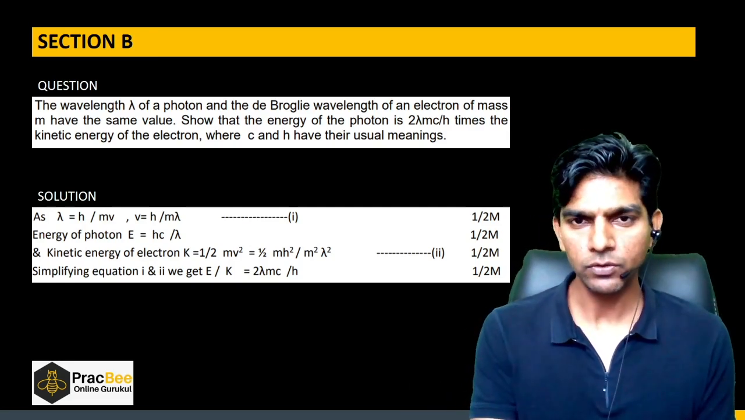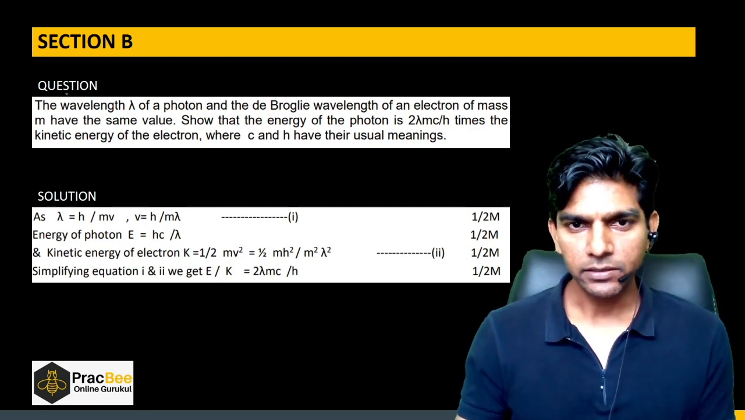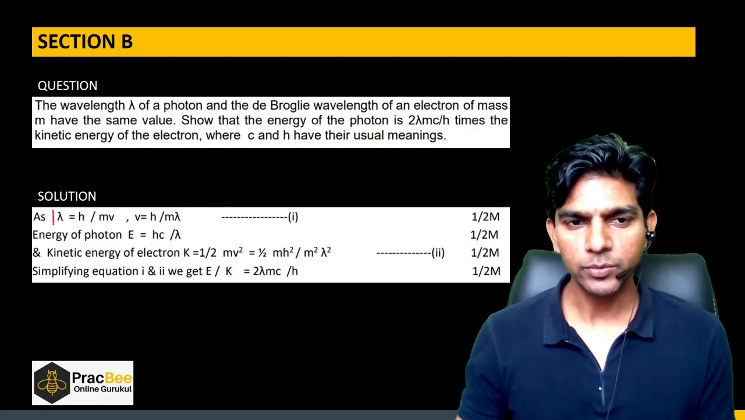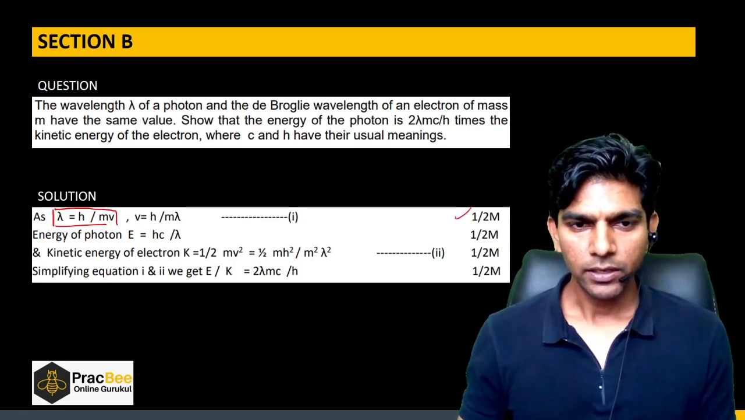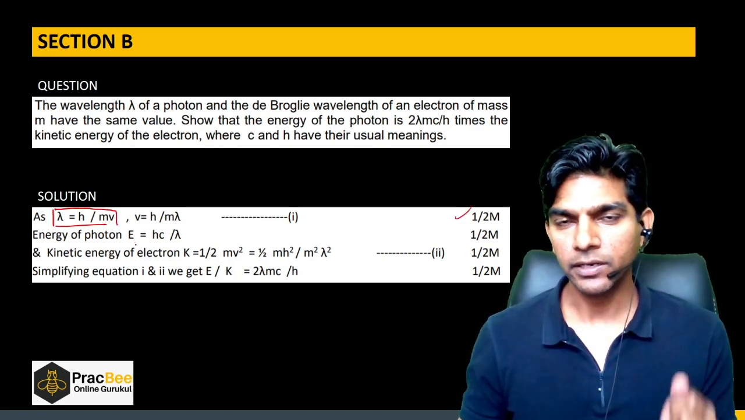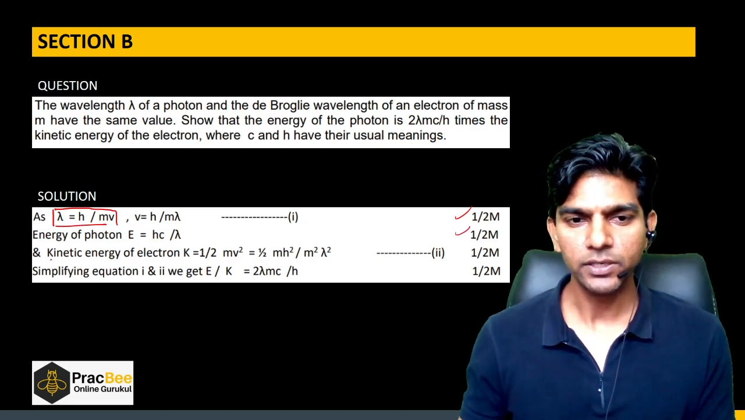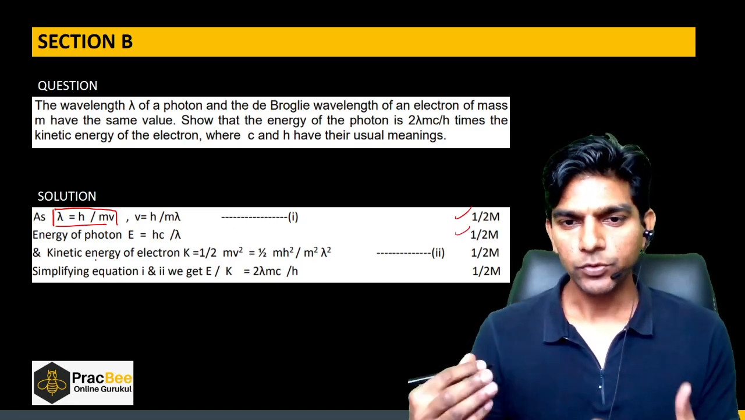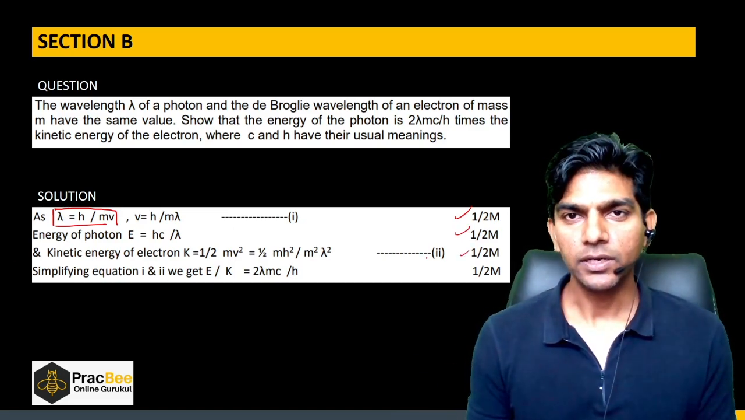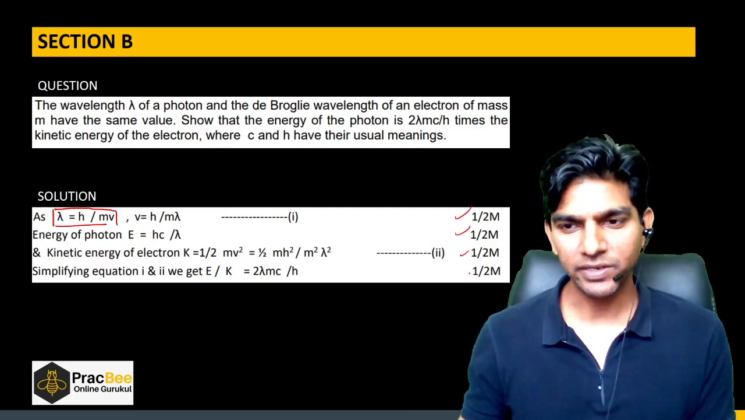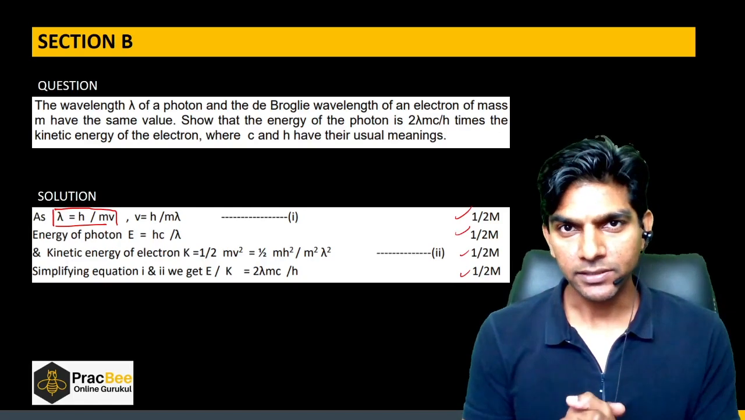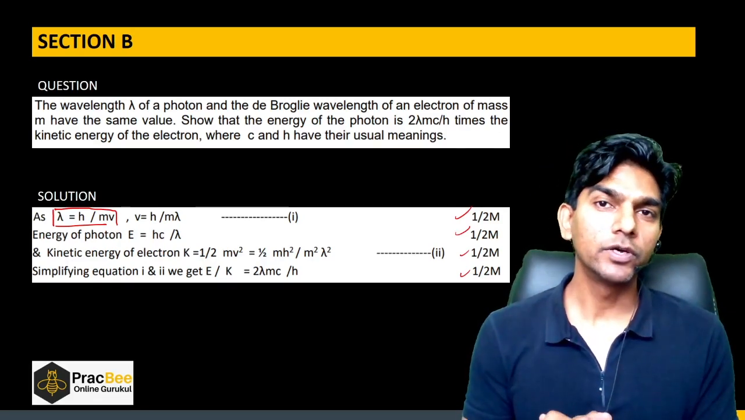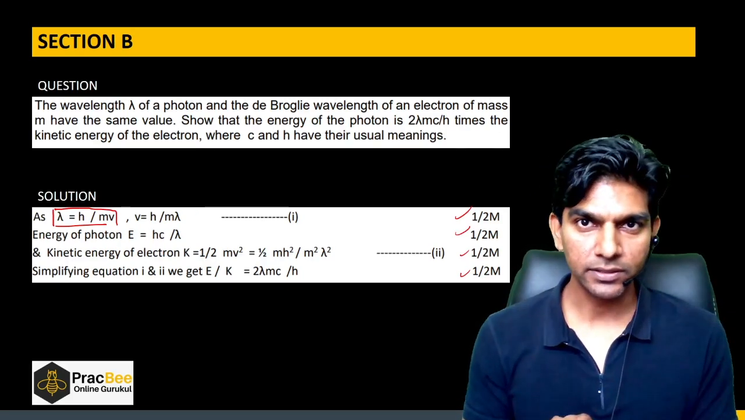Let us see how the marks are divided in this particular question. If you write down the de Broglie wavelength formula, you will get half a mark. If you write down the energy of the photon formula, you will get another half mark. Then if you relate the formulas, you will get another half mark. If you get to the answer, you will get another half mark. If unfortunately you do not get to the answer, you will still be able to score 1.5 marks out of 2 in this question.